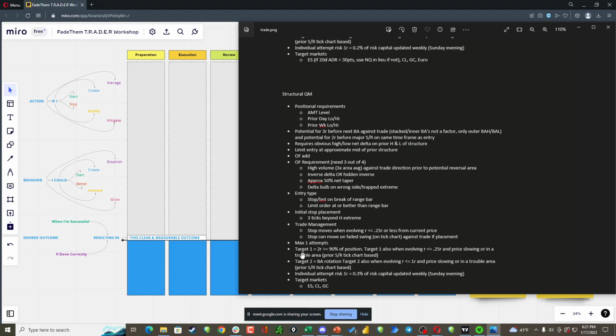Okay. So I don't know if you know what a QM is, but it's been around for years. It actually stands for Quasimodo. It's basically a wonky looking Head and Shoulders. That works quite a bit better than that.